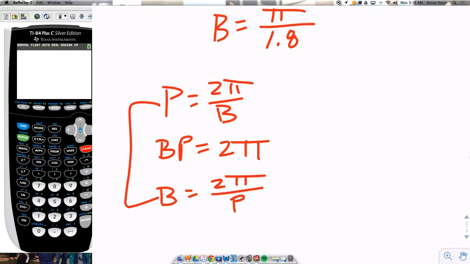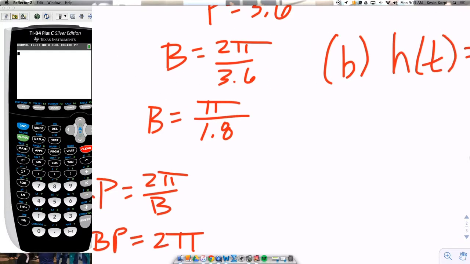We get the period, remember, from the graph, and we convert it to the b value for the equation. If we start with the equation, we get the b value from the equation, and we convert it to the period so that we can sketch the graph. Now let's see what I would do with this.